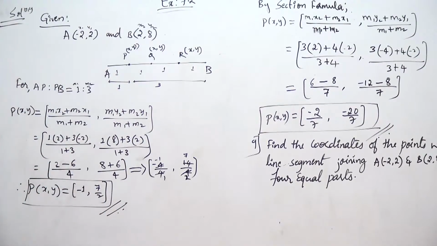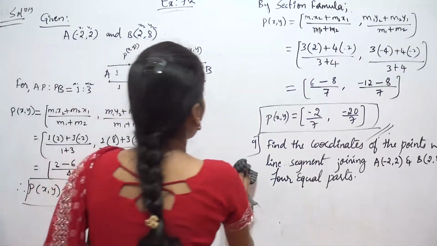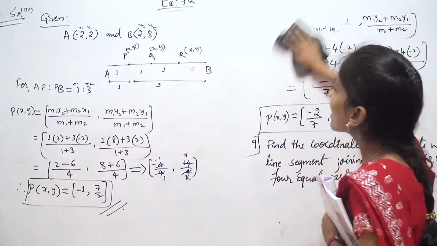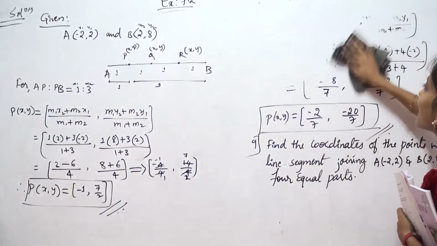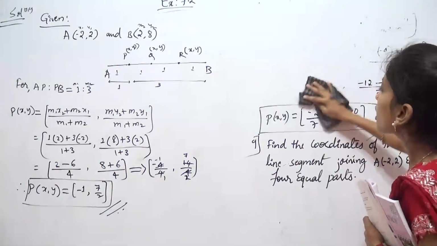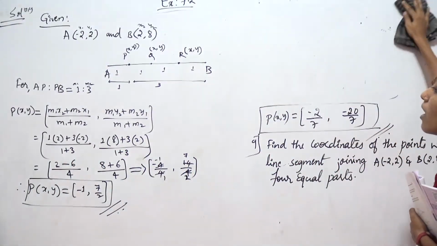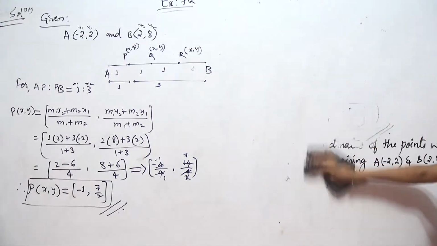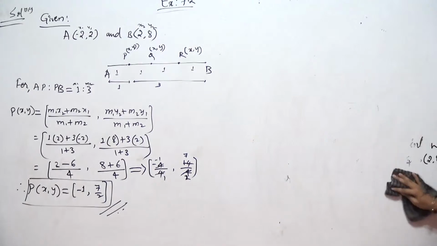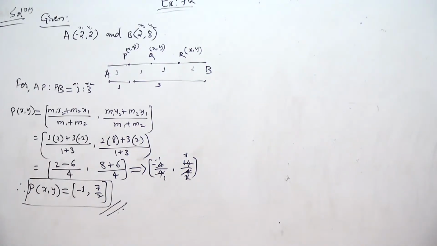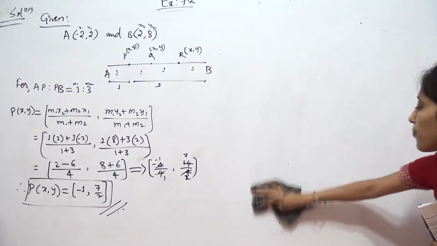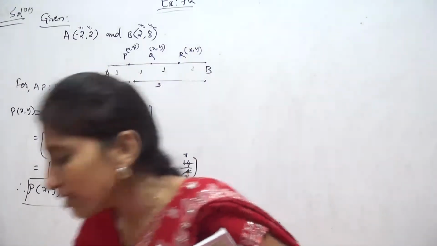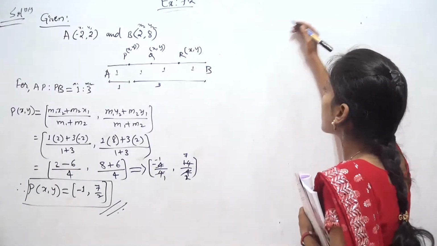We'll move to the next point, that is the Q coordinates. What will be the Q coordinates? Looking at that diagram or that line segment, we can say Q is the center point of the line AB. So when the point divides in equal ratio, then we can take the midpoint formula or the section formula also. But for time saving, we'll take the midpoint formula here.